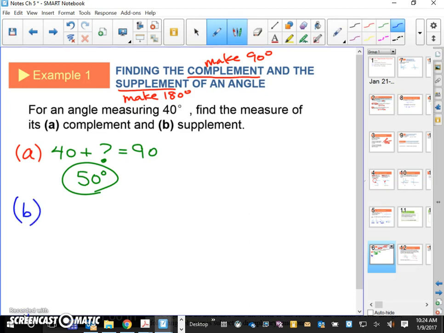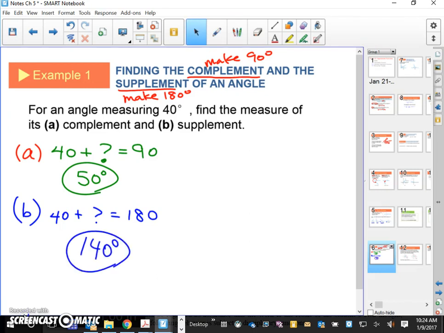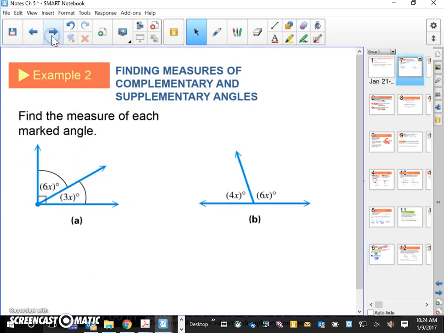So part B, we're talking about a supplement, and it's kind of the same thing. I don't expect you to show this work. I think you should be able to do this in your head. What number is going to make 180? 140. Supplementary angles make 180. So then we look at example 2.